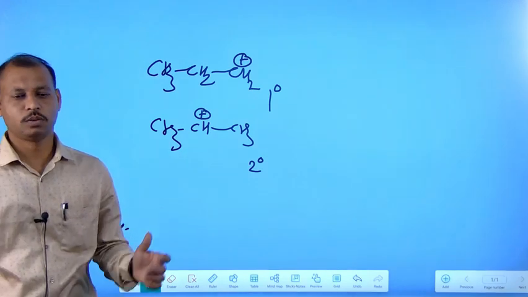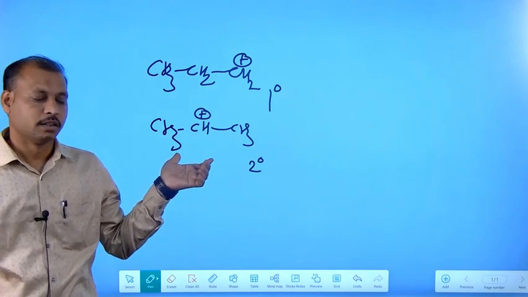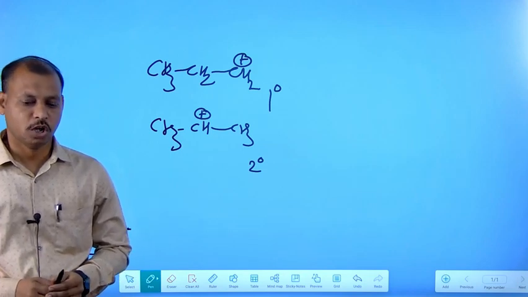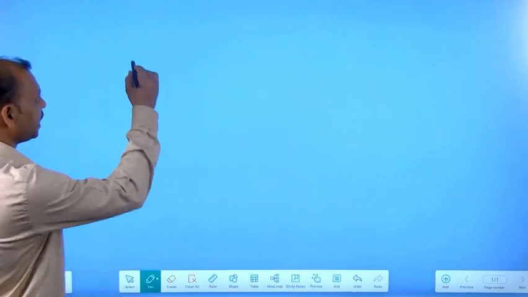So how is the product decided, that is, which carbocation is generated? It depends upon, or is stated by, the Markovnikov rule. So what is the Markovnikov rule for the addition reaction? We want to see here.